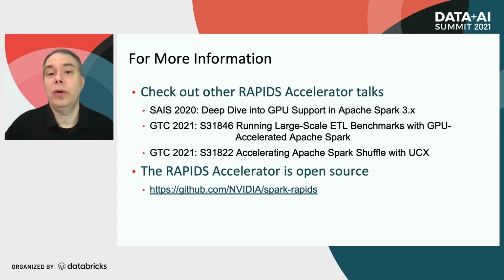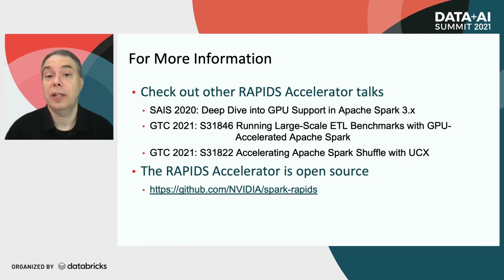So how can you get more information about this, the RAPIDS Accelerator and other things we're working on? So I highly recommend you check out other RAPIDS Accelerator talks. There was one from last year's Spark AI Summit called A Deep Dive into GPU Support in Apache Spark 3. There were also 2 talks from this year's GTC. One was running large-scale ETL benchmarks with GPU-accelerated Apache Spark, and the other one is accelerating Apache Spark Shuffle with UCX. So if you were interested in the Spark Shuffle Manager, I highly recommend you check out that talk.